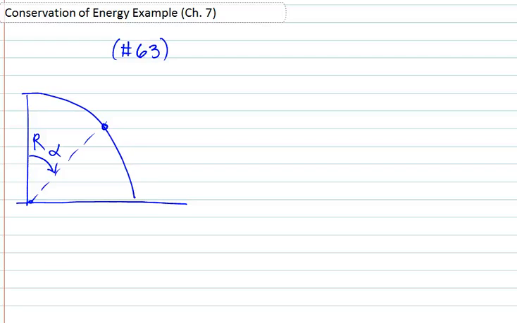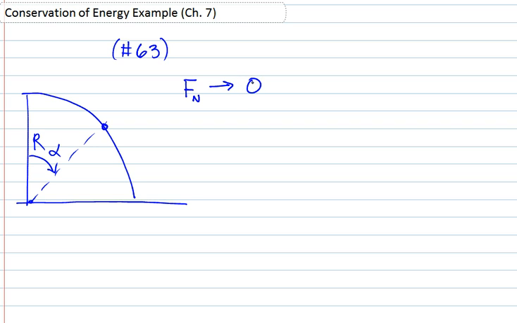Okay, welcome back everyone. In this example, we're going to be looking at conservation of energy, and this is number 63 from chapter 7. Basically, you've got a circular hill that someone is skiing on, and we want to find the point on the hill where the skier loses contact with the hill. In other words, we're looking for the angle at which the normal force goes to zero.